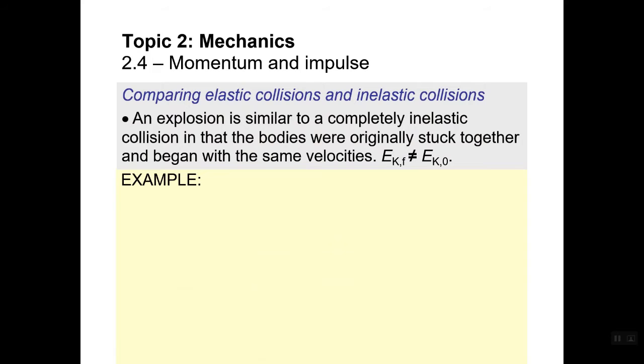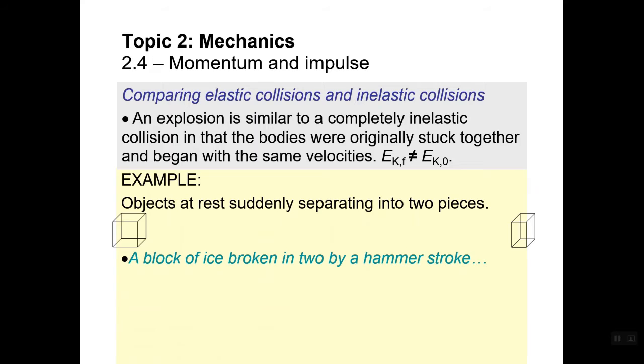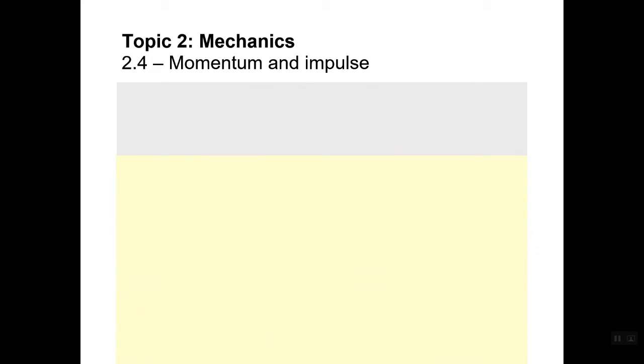An explosion is similar to a completely inelastic collision, in that the bodies were originally stuck together and began with the same velocity. Object at rest suddenly separating into two pieces, explosion, right? Block of ice broken into two by a hammer stroke, and a bullet leaving a gun.